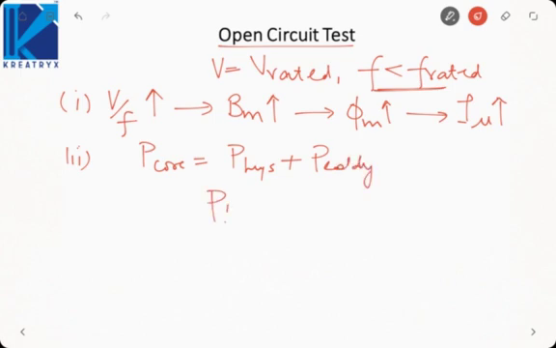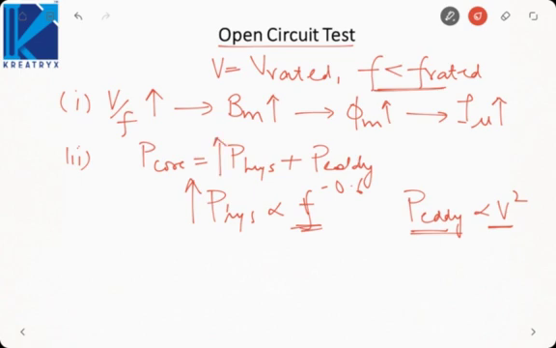Now hysteresis loss is proportional to frequency raised to the power minus 0.6, whereas eddy current loss is proportional to voltage square. So since voltage is kept constant, eddy current loss will be constant, but frequency is being reduced. Since frequency is being reduced, hysteresis loss will increase. Hysteresis loss increases and eddy current loss is constant. So we can say core losses increase. So magnetizing current increases and core loss also increases.